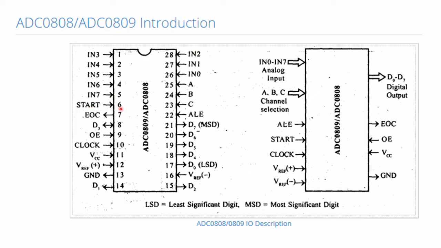Pin number 6 is start of conversion, 7 is end of conversion, and the remaining are the same. Output enable is for chip select, and these are the digital outputs. This is the least significant digit and this is the most significant digit. There is one address latch enable signal, and the other pins are almost the same as already discussed. So this is the pin diagram and this is the functional diagram of 0808.